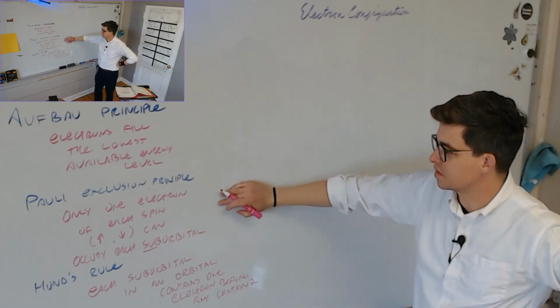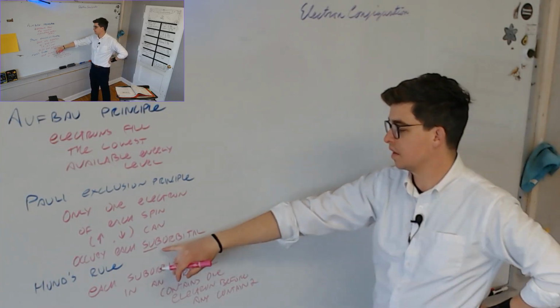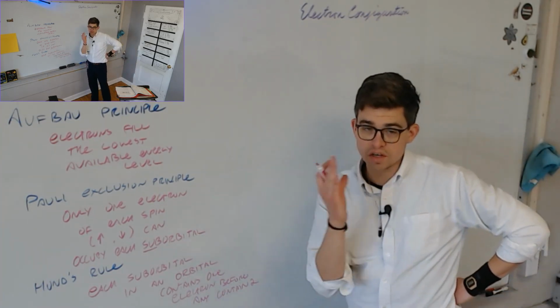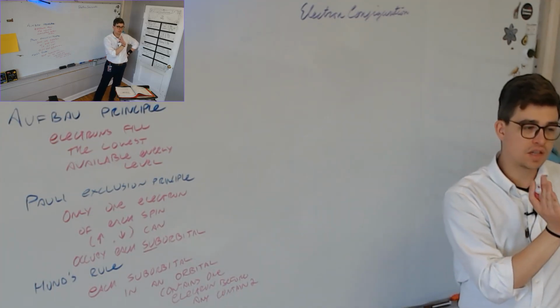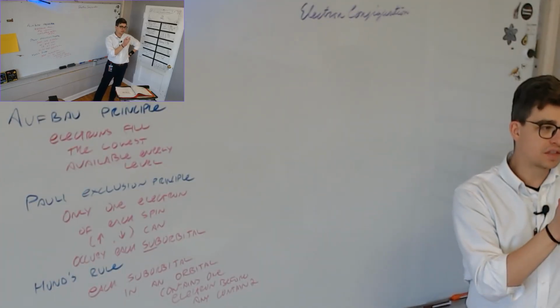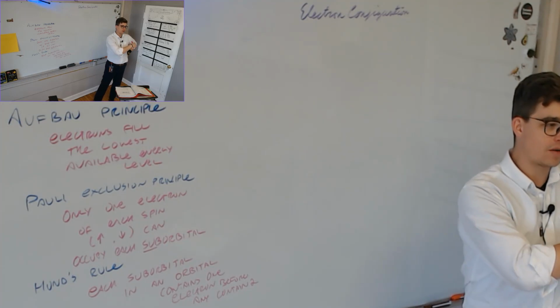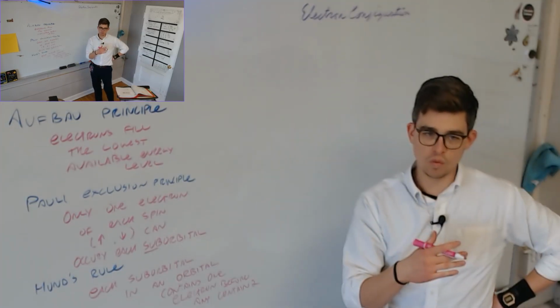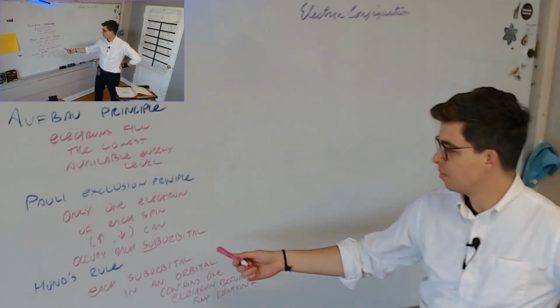I think this one's kind of self-explanatory, other than the fact that there's a suborbital, which we'll talk about. Every suborbital can contain 2 electrons. How many electrons can a suborbital contain? 2. Every suborbital can contain 1 up and 1 down electron. Actually, they can contain less. They can contain 1 or 2 or 0, but it cannot contain more than 2.